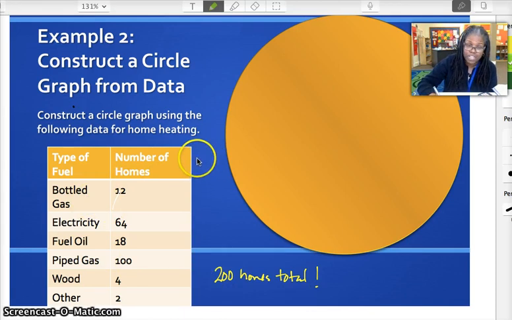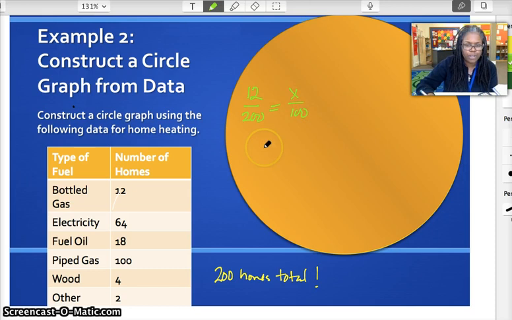So we're going to figure out the percentage, then we're going to have to figure out the degree, and that way we're going to be able to build our pie chart awesomely. So what we're going to do is start off with the 12, and we need to change it to degrees. So if I know we're talking about 12 out of 200 homes, that's equal to x out of 100.